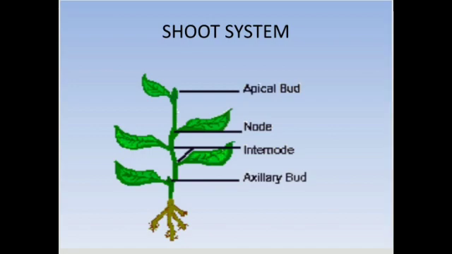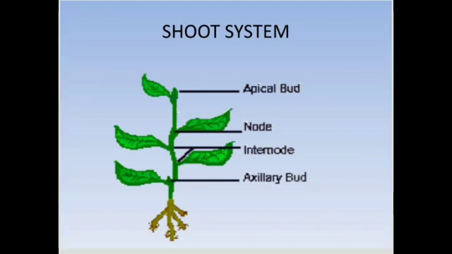Next we are going to see about the shoot system. The aerial part of the plant body above the ground is known as the shoot system. Main axis of the shoot system is called stem. The shoot system consists of stem, leaves, flowers and fruits. Stem grows above the soil and it grows towards the sunlight. It has nodes and internodes.